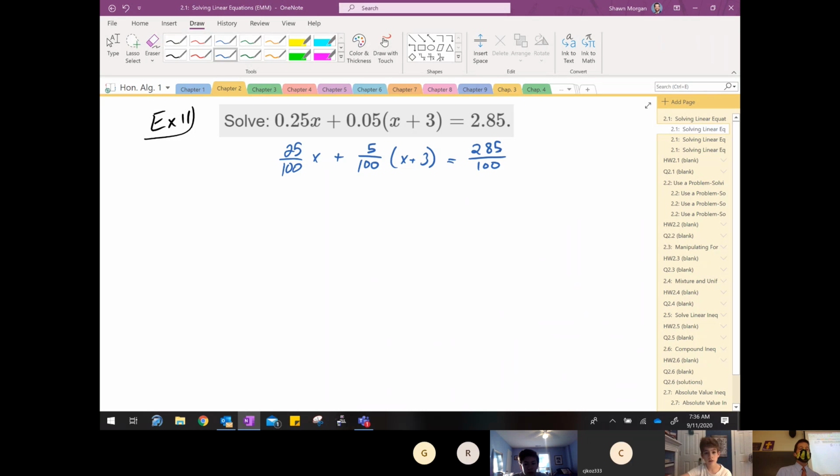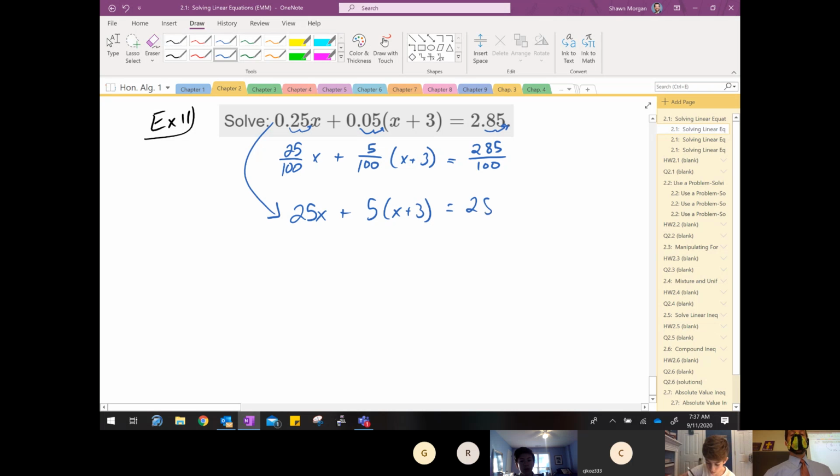100. Okay. Now, you don't have to do that step. You could skip on down and say, oh, look, the largest number of decimal places that I see is 2. Therefore, I need to multiply everything by 10 to the 2, aka 100. And what's that going to leave me? Well, if I multiply the first term by 100, I get 25x. If I multiply the second term by 100, I get 5 parentheses x plus 3. And if I multiply the third term by 100 to keep things balanced, I get 285.